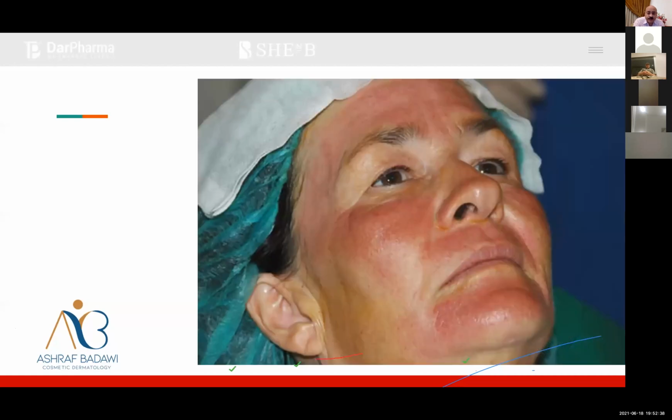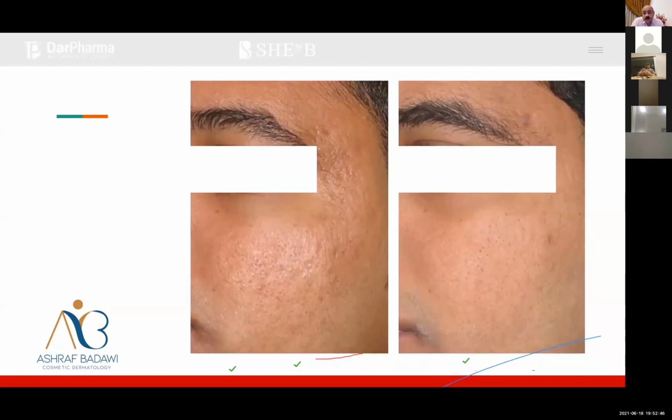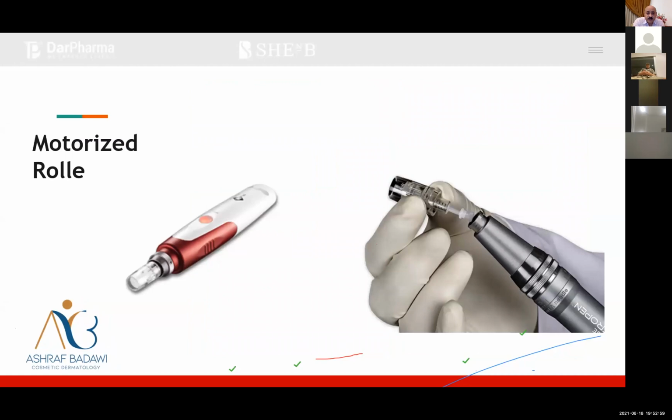We're going to see some pinpoint bleeding. However, just after the procedure, the bleeding is stopped. There might be some erythema for a couple of hours, and that's it. We can see that even the acne scars in darker skin types can be treated, especially in young people where heating is not very much required. But we can see the improvement in the texture of the skin, which is achieved in few sessions.